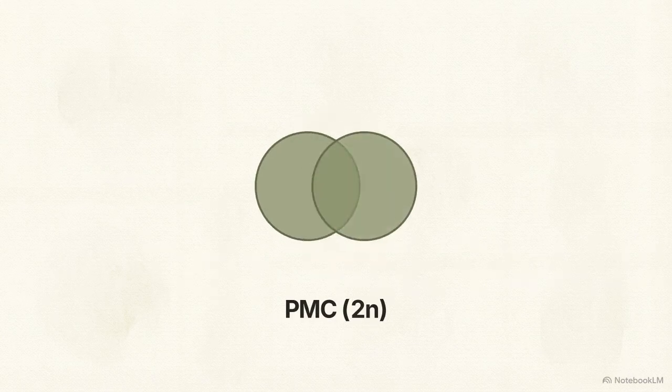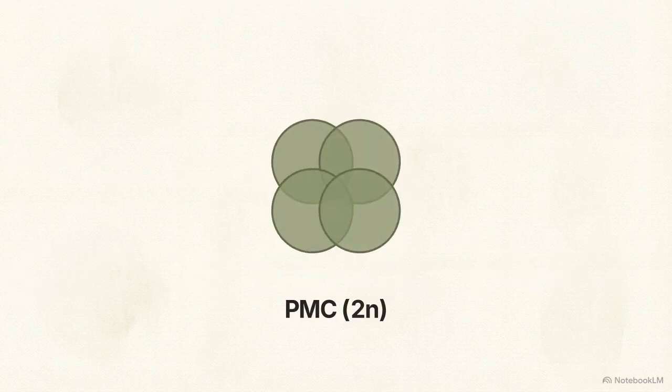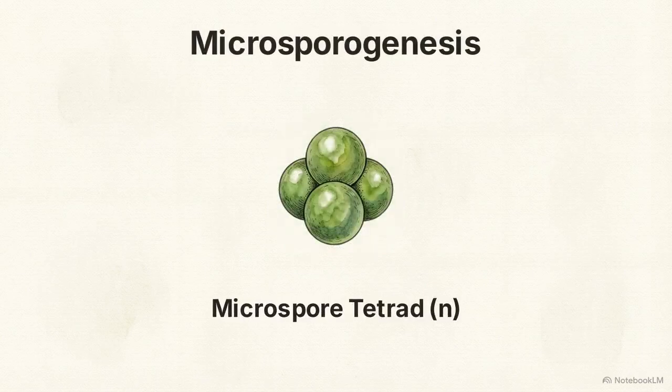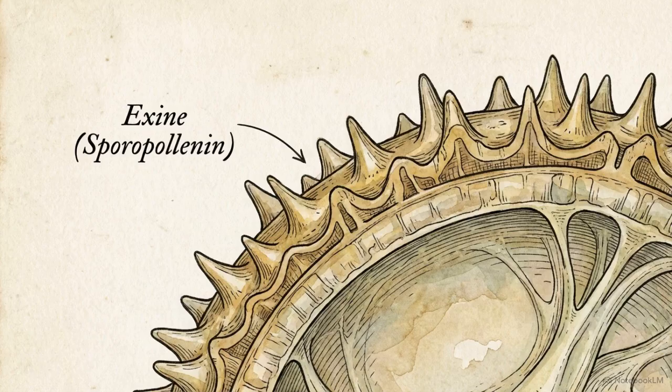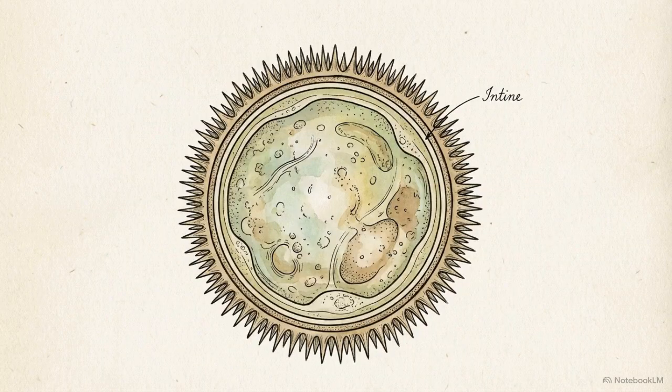Each diploid cell, 2N, undergoes meiosis, a process called microsporogenesis. The result is a microspore tetrad of 4 haploid cells. As these microspores separate and mature into pollen grains, they develop severe biological armor. The outer layer, the exine, is built from sporopollenin, one of the most resistant organic materials known to science. Beneath that tough exterior sits the intine, a thin, continuous inner wall enclosing the living contents.